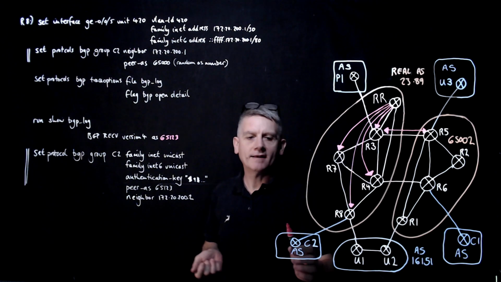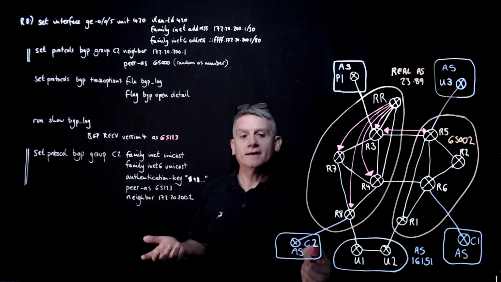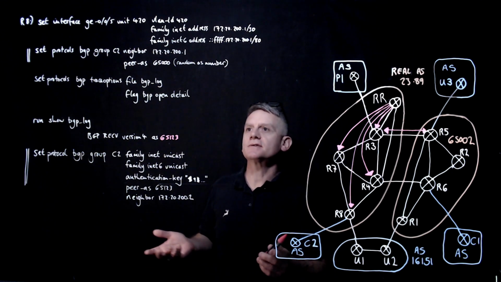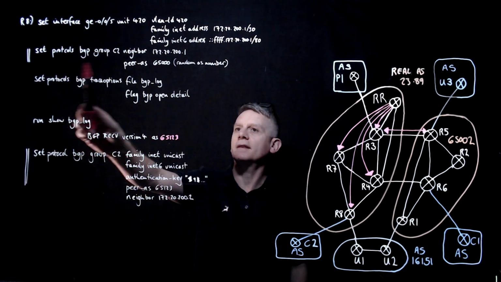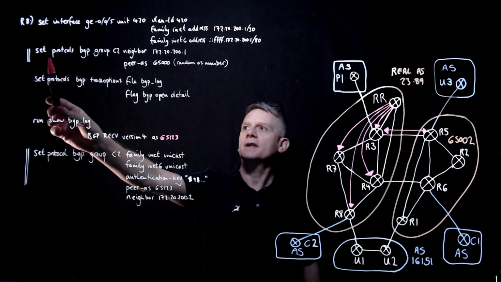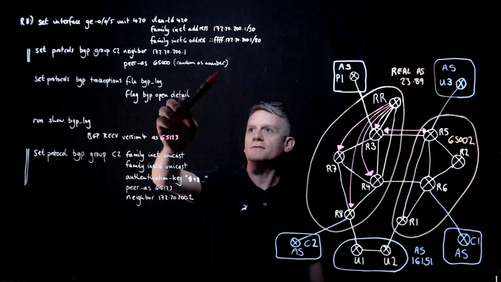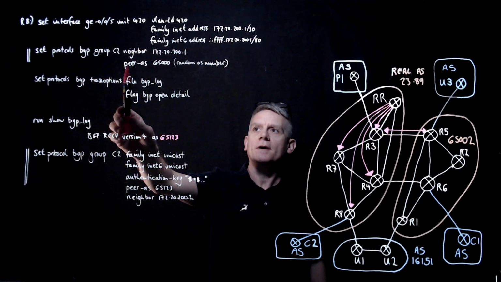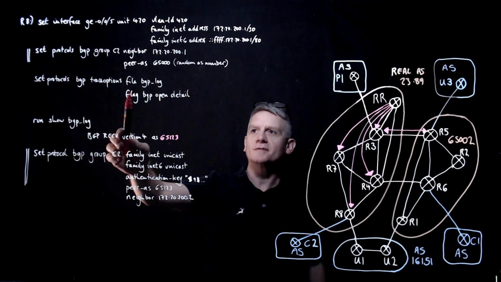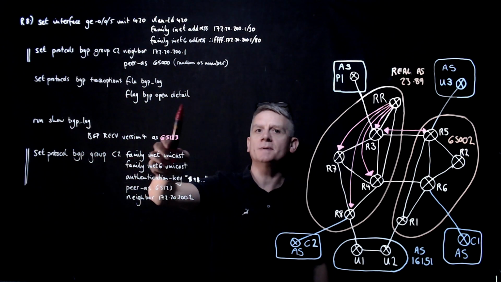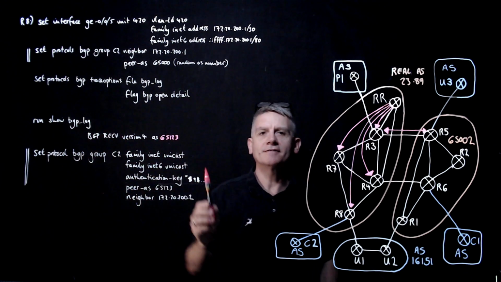Okay, so here we have the peer customer C2. Now, in the case of customer C2, we haven't been given the autonomous system number. That's not a problem. What we're going to do is configure the peer with effectively a random autonomous system number. Set protocols BGP group C2 neighbour, we've got the IP version 4 neighbour here, which we know. We're going to set the peer AS to 65000, which is effectively random. Turn on the trace options. We're going to turn on the flag BGP open detail, and then when we run show the BGP log, we're going to see the correct AS number.